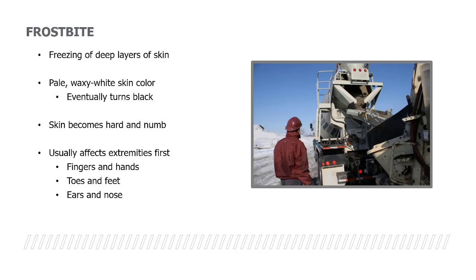When it's pale white skin color, your skin is going to be hard and numb, and this usually affects the extremities first: your toes, your feet, your hands, ears, and nose. Like we said earlier, your body is working to keep itself warm, so it's going to pull your blood from your extremities and get it to your core to help your core temperature rise faster.